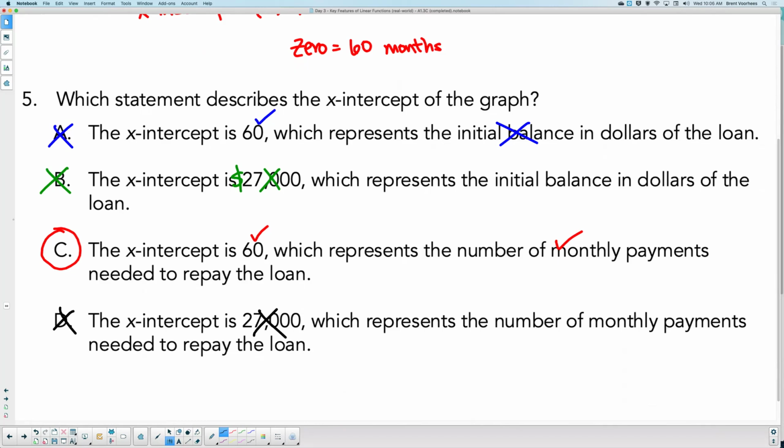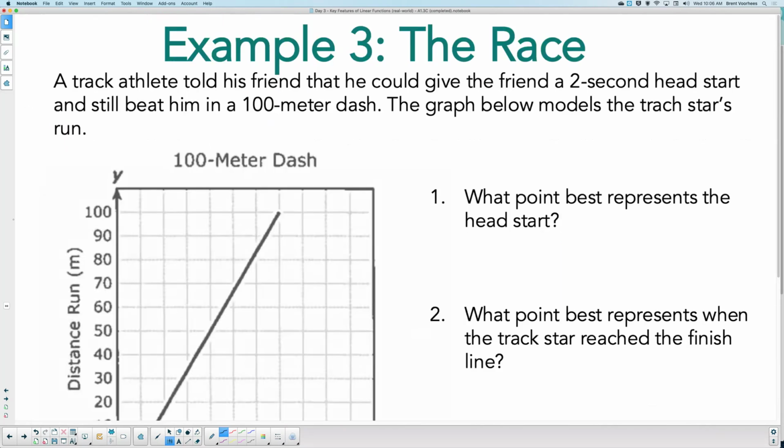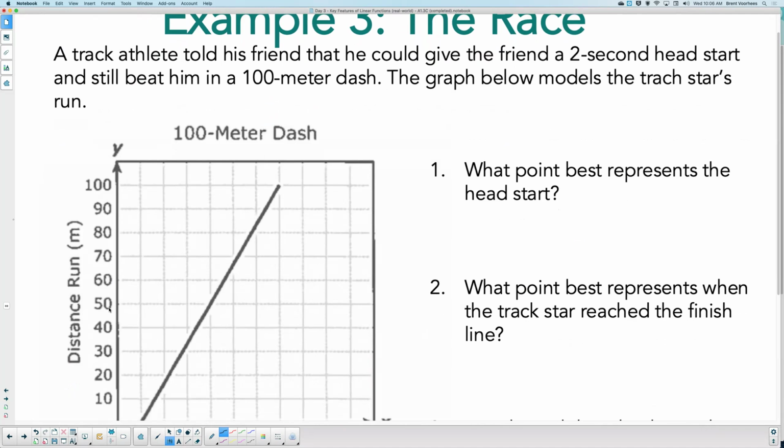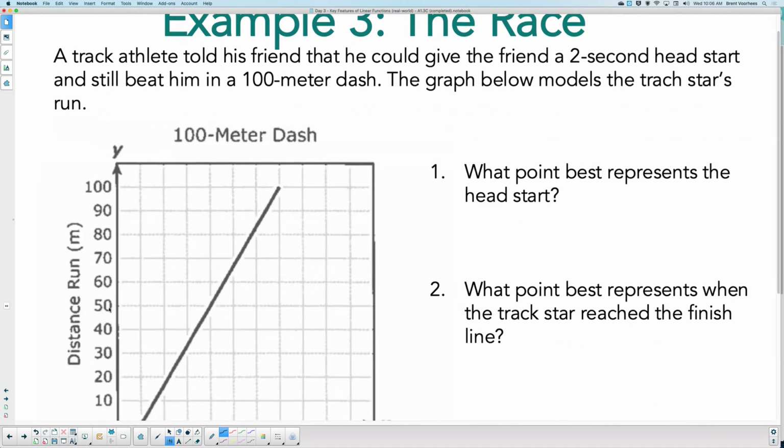Okay. Let's look at one more example before it's your turn to start trying some. Okay, one more. Let's look at example 3. It says a track athlete told his friend that he could give the friend a 2-second head start and still beat him in a 100-meter dash. The graph below models the track star's run.